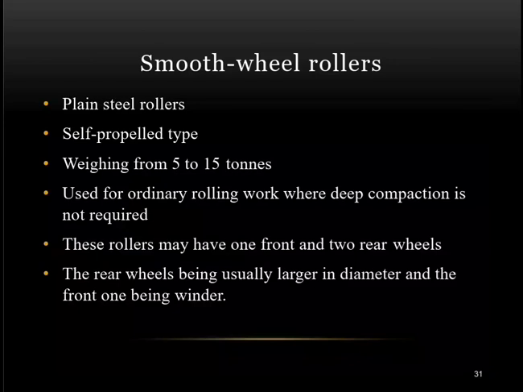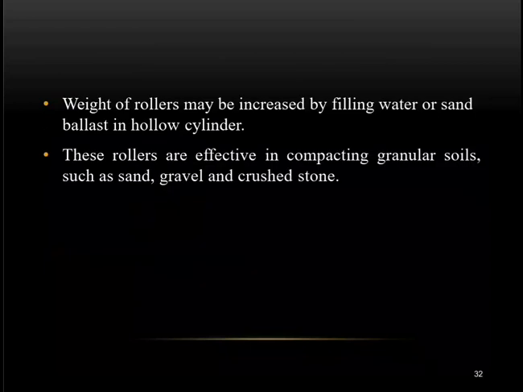In case of smooth wheel rollers, plain steel rollers are used, self-propelled type, weighing from 5 to 15 tons, used for ordinary rolling work where deep compaction is not required. This roller may have one front and two rear wheels, the rear wheels being usually larger in diameter and the front one being the wider.